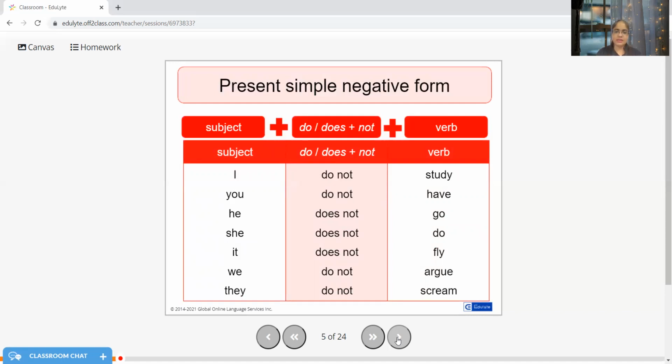So let's make the sentences together. I do not study at all. You do not have a car. He does not go to school. It's not "goes", it is "go". Remember that. She does not do her work properly. It does not fly high. We do not argue with each other. We do not scream over anything. So this is how you will be making the sentence with do not or does not.